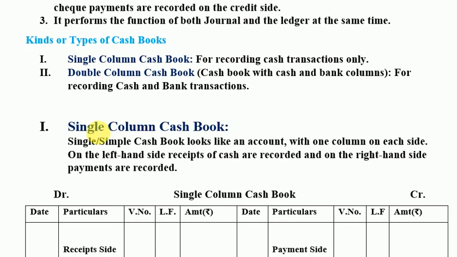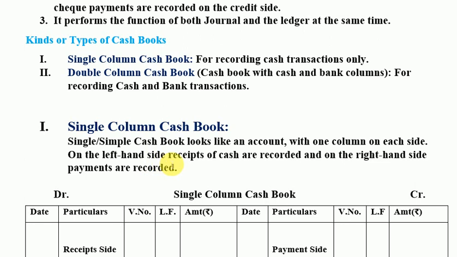So what is a single column cash book? A single column cash book looks like an account with one column on each side. That means this is the debit side and this is the credit side. So this is one column here and one column here, isn't it? So one column on each side.